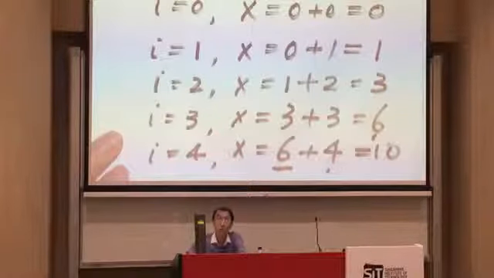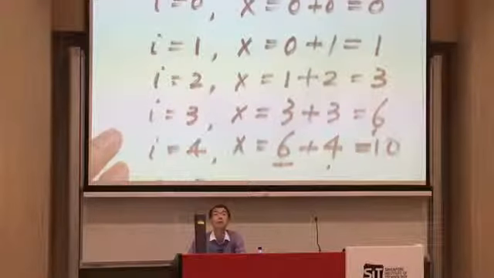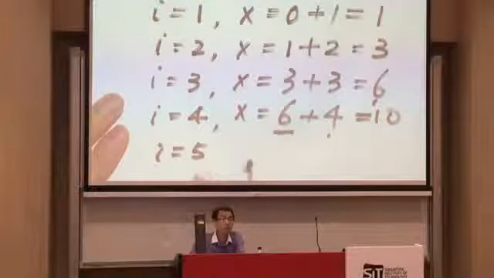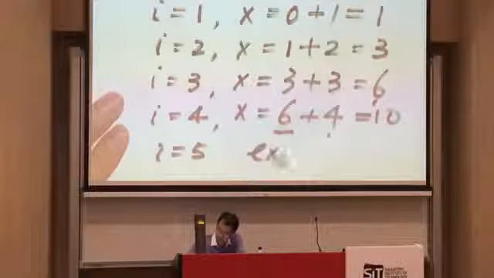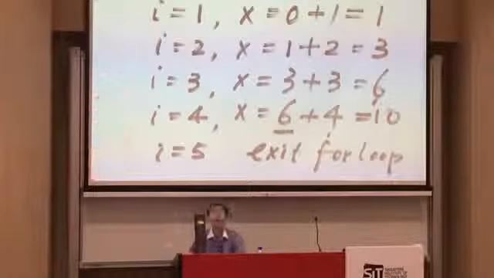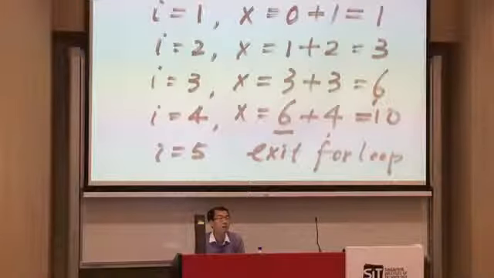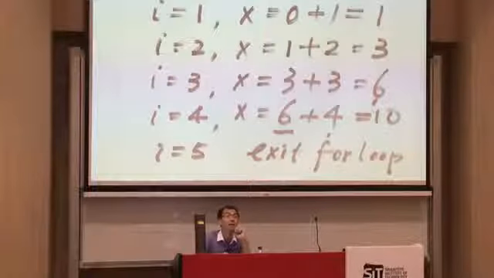Okay, then you update your i again. So i equals 5. Okay. So now you need to check the condition. Is i still less than 5? No, right? So you exit. Okay. So this is what happened for the for loop, right? Is it clear? Clear, right?